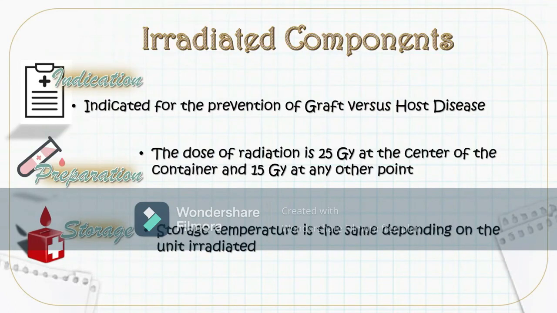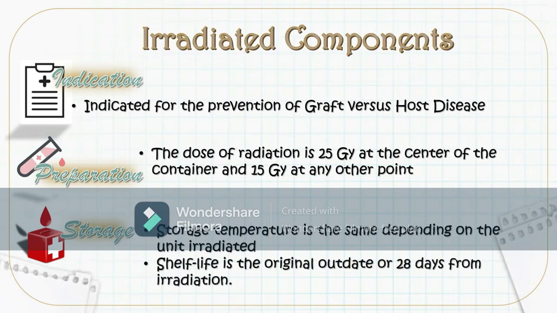Like say for example, if a whole blood unit is irradiated, then the blood unit will also be stored at 1 to 6 degrees Celsius. And that will also follow for irradiated packed red blood cells, platelet units, or granulocyte units. The shelf life will either be the original out date or 28 days from irradiation, whichever comes first.